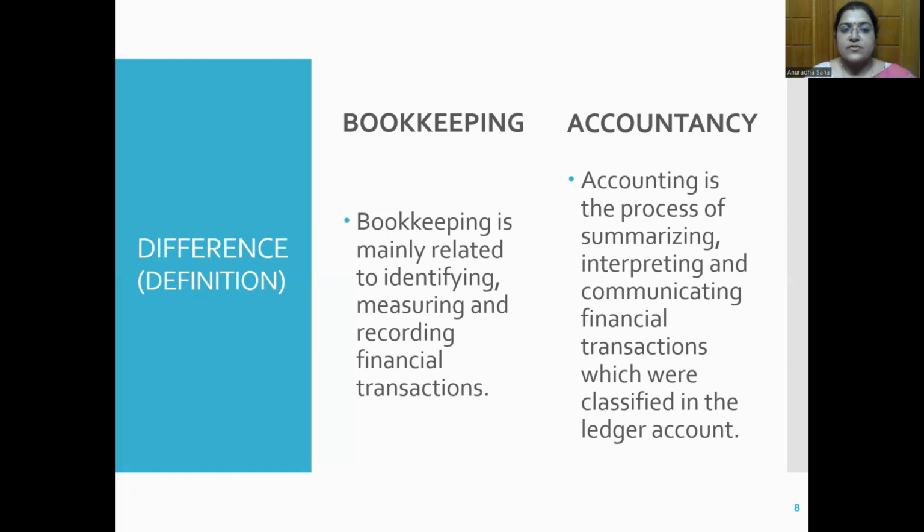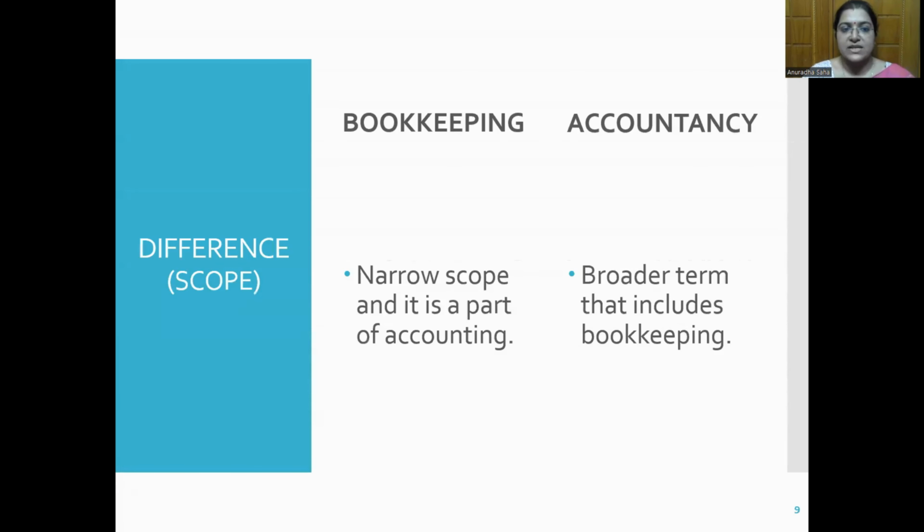So first, by definition, if you have to differentiate them, bookkeeping is mainly related to identification, measuring and recording, and accountancy is summarizing, interpreting, and communicating the financial transactions which were classified into a ledger account. That means bookkeeping is the initial part, and accountancy is the summarizing and interpretation part.